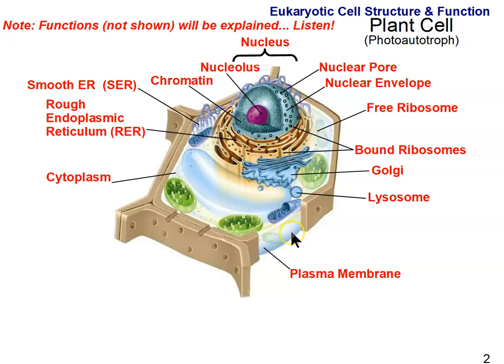If you'll recall, it's a phospholipid bilayer, but the whole model that we use to explain the structure of the plasma membrane is the fluid mosaic model, where the fluid is the phospholipid bilayer and the mosaic are all the different kinds of proteins that are embedded in the plasma membrane.